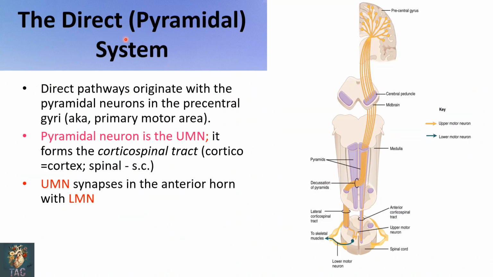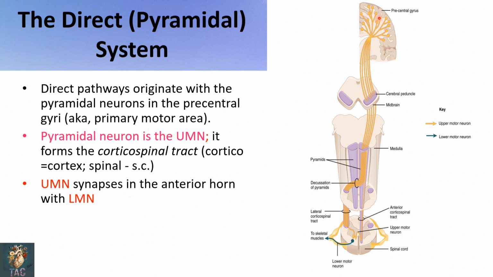The direct or pyramidal system consists of direct pathways originating from the pyramidal neurons in the precentral gyrus. These are the primary motor neurons. In this diagram you can see the precentral gyrus, from where the primary motor neurons originate. The pyramidal neuron is the upper motor neuron. It forms the corticospinal tract. The upper motor neuron synapses in the anterior horn of the spinal cord.